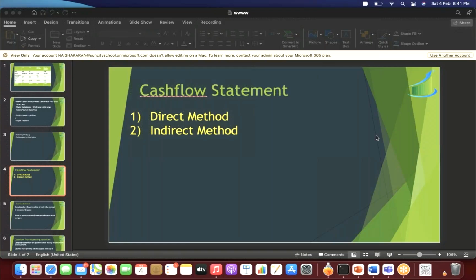Now, cash flow statement means the amount of cash that is inflowing and outflowing in the business. What do I mean by cash flow statement? The amount of cash which is inflowing means coming into the business, and the amount of cash going out of the business, that is known as outflow of cash.